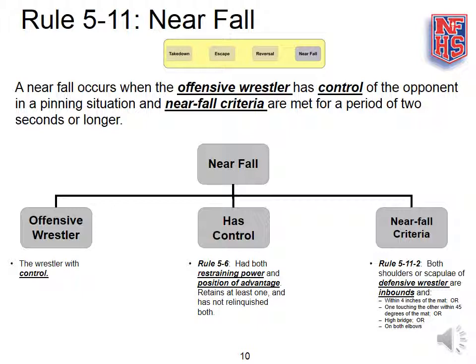And then lastly, the near fall criteria are defined in Rule 5-11-2. And those, again, are, we have a defensive wrestler, their shoulders or scapula have to be in bounds, and then one of the 4 criteria for near fall. Either number 1, both shoulders within 4 inches of the mat, or number 2, one shoulder touching the mat, the other within 45 degrees of the mat, or number 3, defensive wrestler in a high bridge held there by the offensive wrestler, or number 4, the defensive wrestler on both elbows.